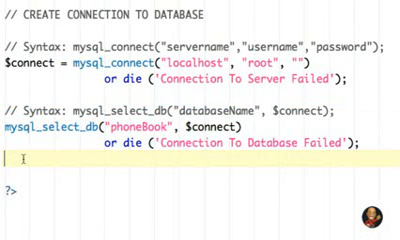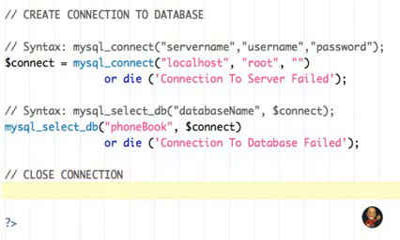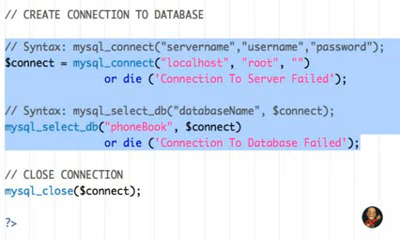Now let me quickly show you how to actually close a connection to a database. So first I'm just going to write a comment that says close connection. And if you want to close the connection, it's pretty simple. I'm just going to write mysql_close, and then I'm going to put in $connect. So that officially closes the connection that we just opened up here with these lines of code.